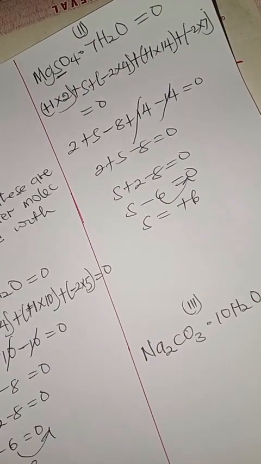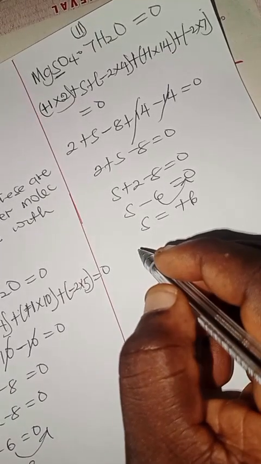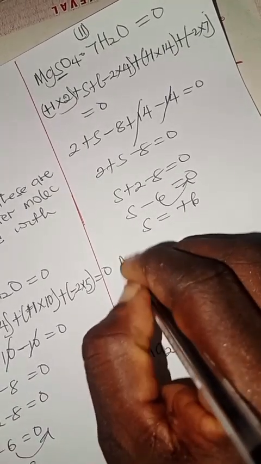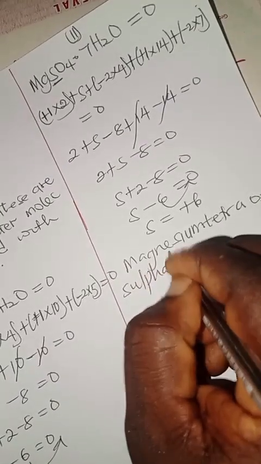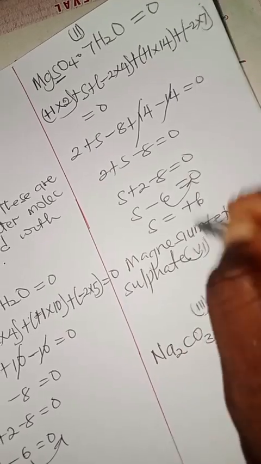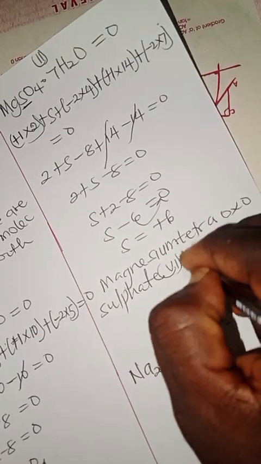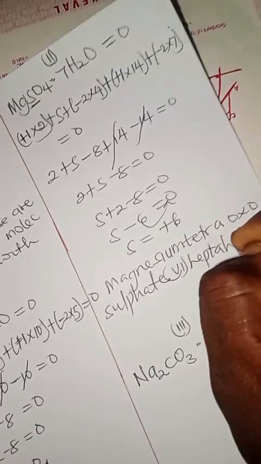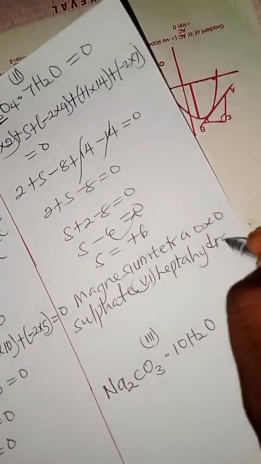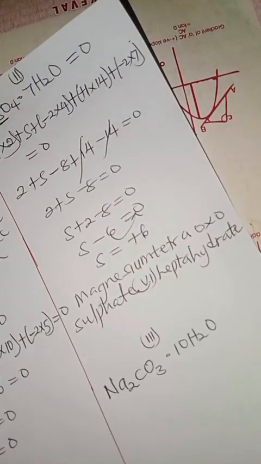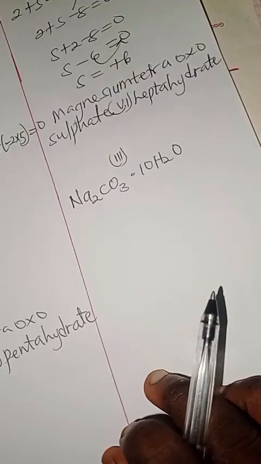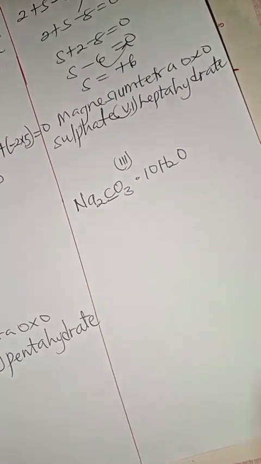Then the name of this hydrated salt is magnesium, still tetraoxo, because oxygen is present, sulfate 6. Now 7 is heptahydrate. If you have 6, that will be hexa. If you have 5, penta. Now if you have 10, we have another one. Quickly, let's finish that. You can do it along with us.